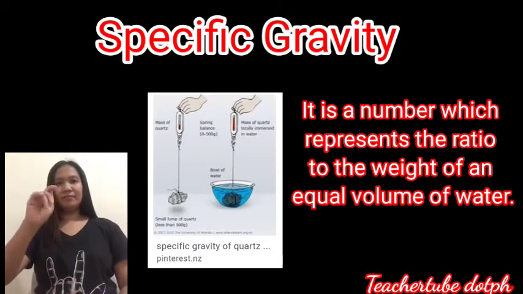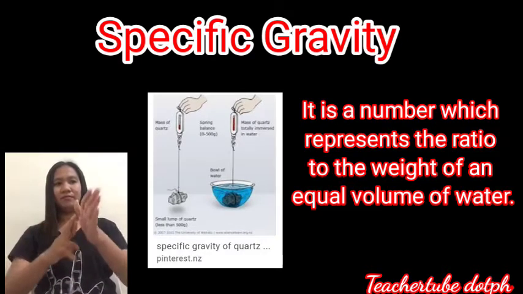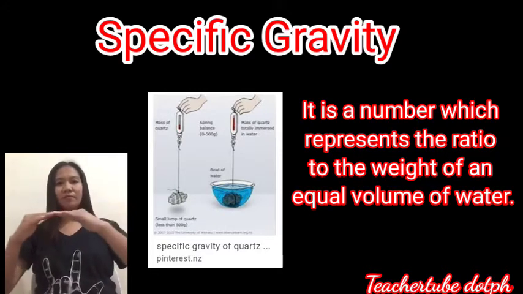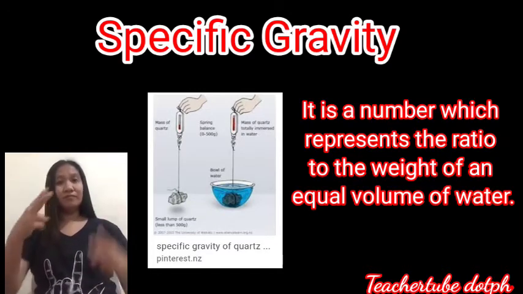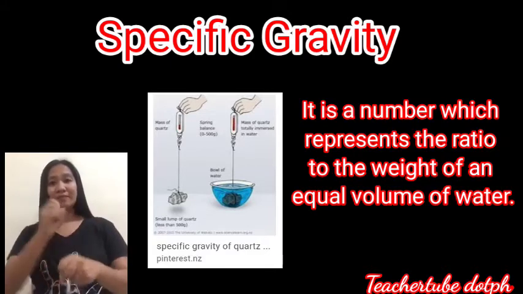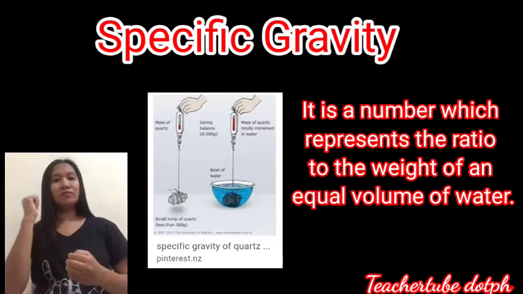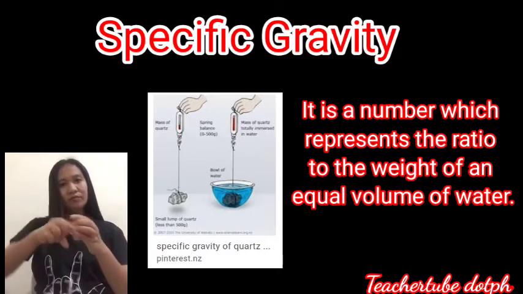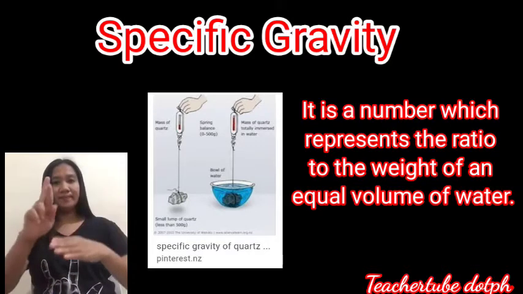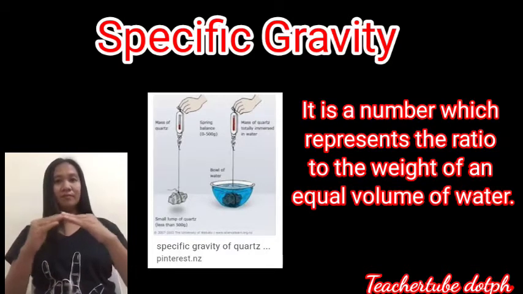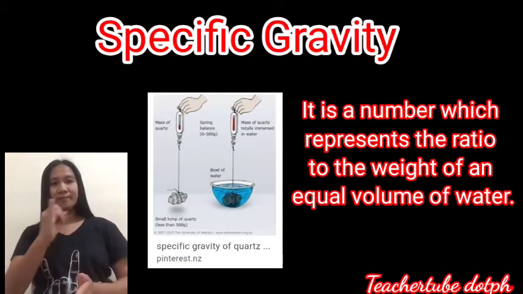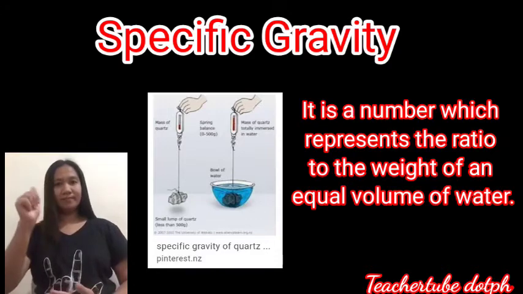Okay. The next physical property is the specific gravity. It is a number which represents the ratio to the weight of an equal volume of water. In specific gravity, there are two weights that will be measured. First is when the mineral is not submerged in water, and the next is when it is submerged in water. So it is basically the ratio to an equal volume of water, and that is the specific gravity.